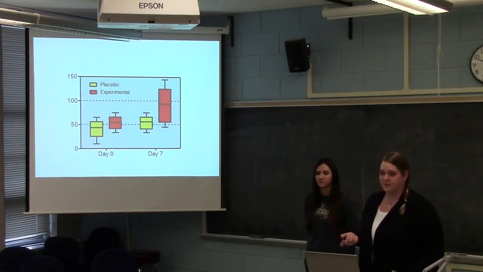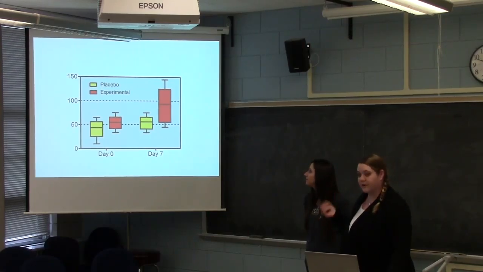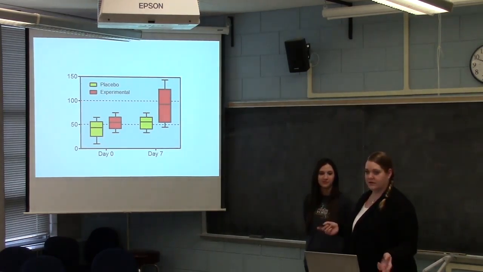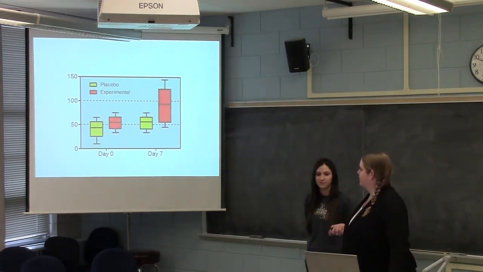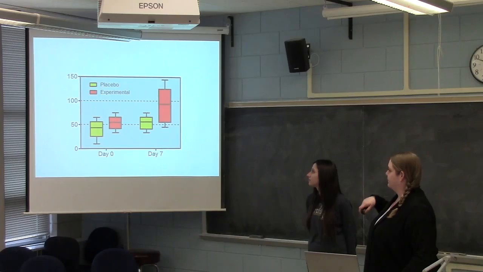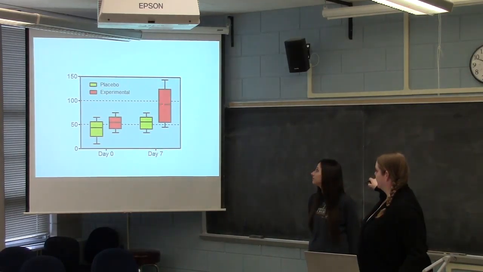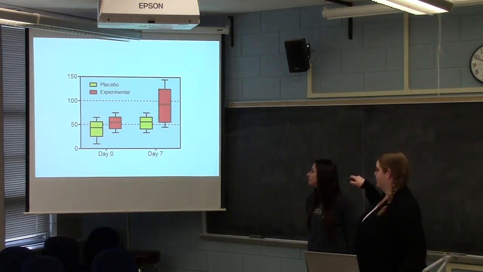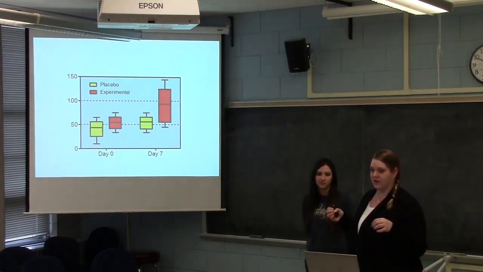You can also use it for experiments. In this case, they're looking at the difference of the medians between the beginning of the experiment and the end through two different experimental groups. First we have our placebo, and then we have our experimental. And you can really say a lot with this. As you see, the experimental median rose a lot, not only over the 7 days, but also in the difference between the experimental and the placebo.